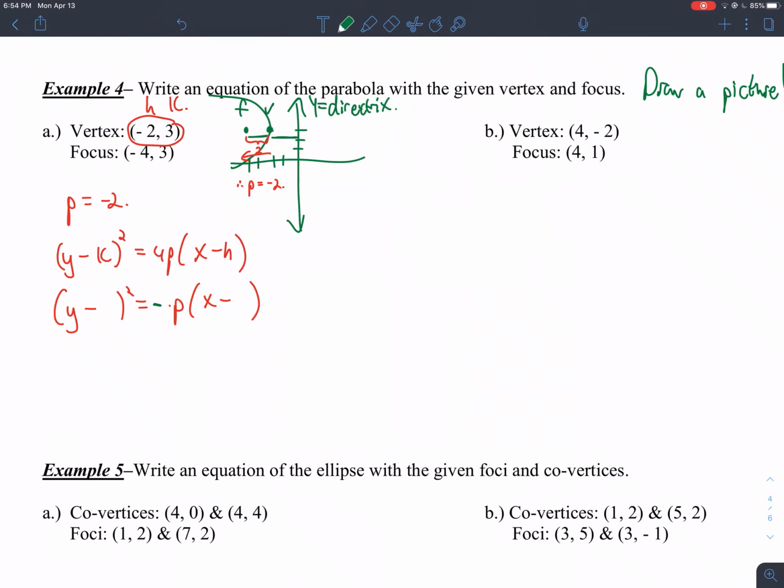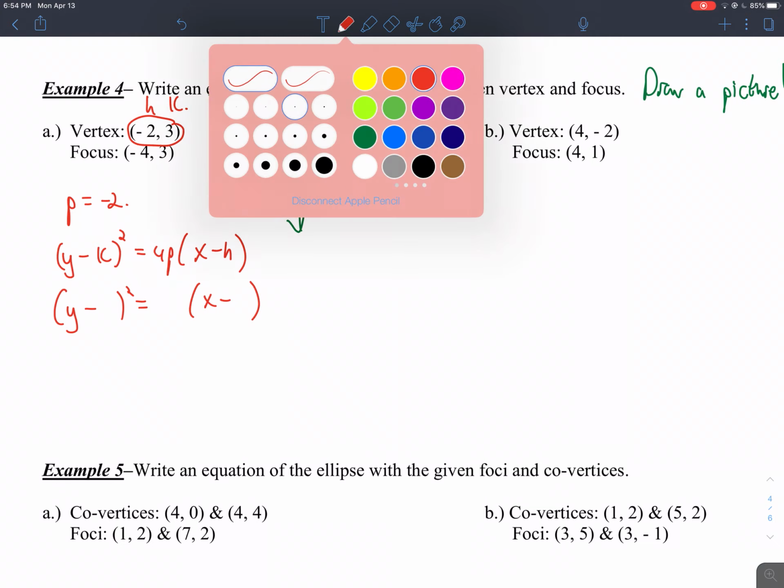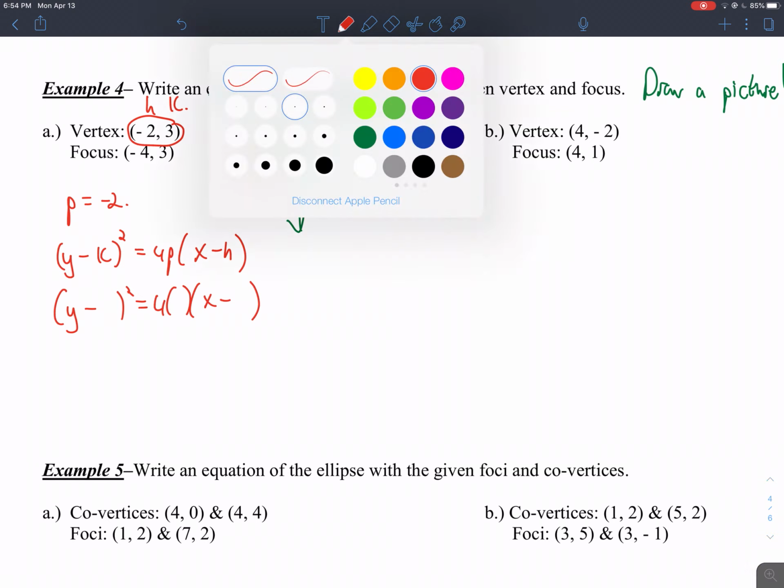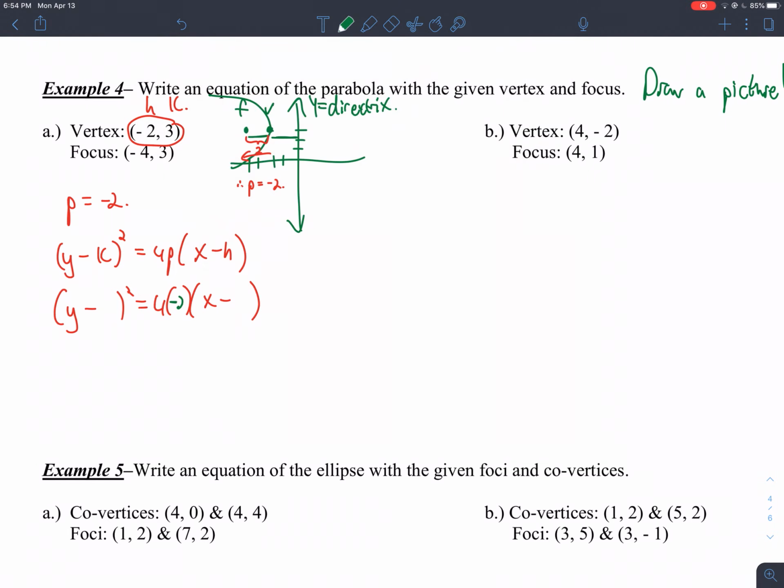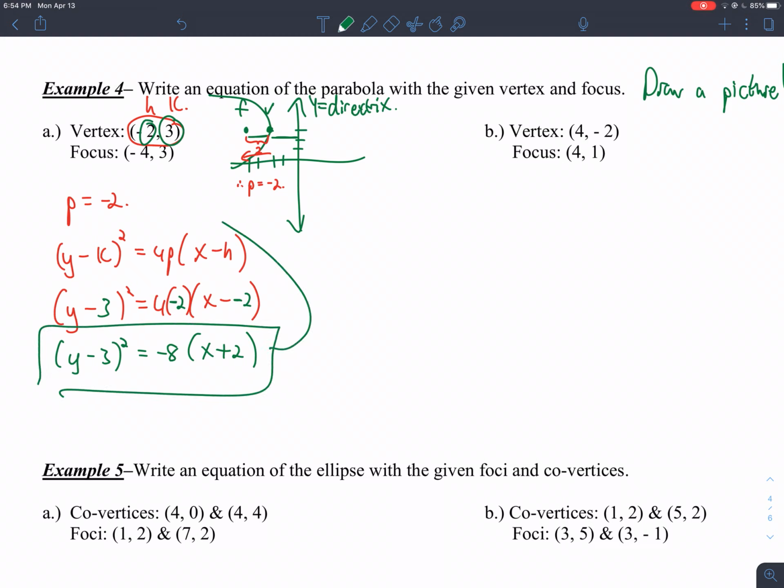So p is negative 2 here, so it's 4 times... Oh, I messed that up completely. Okay, it is 4 times p, which is negative 2. K from here is 3, and h from here is negative 2. And so if you simplify that, then you get this. Y minus 3 squared equals 4 times negative 2, negative 8, x plus 2. All right, that's my formula for the parabola that meets those criteria.